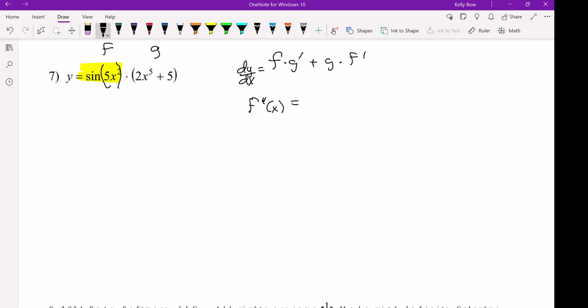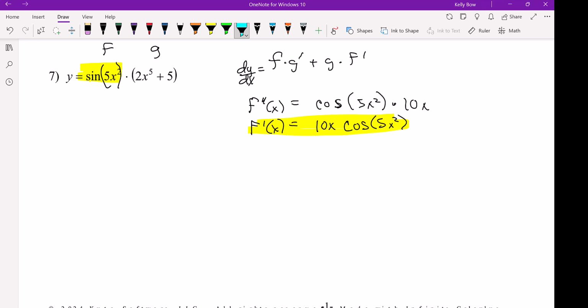So the derivative of sine is cosine. So it's cosine of theta times the derivative of theta. So the original f prime is 10x cosine of the theta 5x squared. Okay. Now we're going to look at the derivative of g. Well, that's just going to be 10x to the fourth. So then we can put it in this product rule.